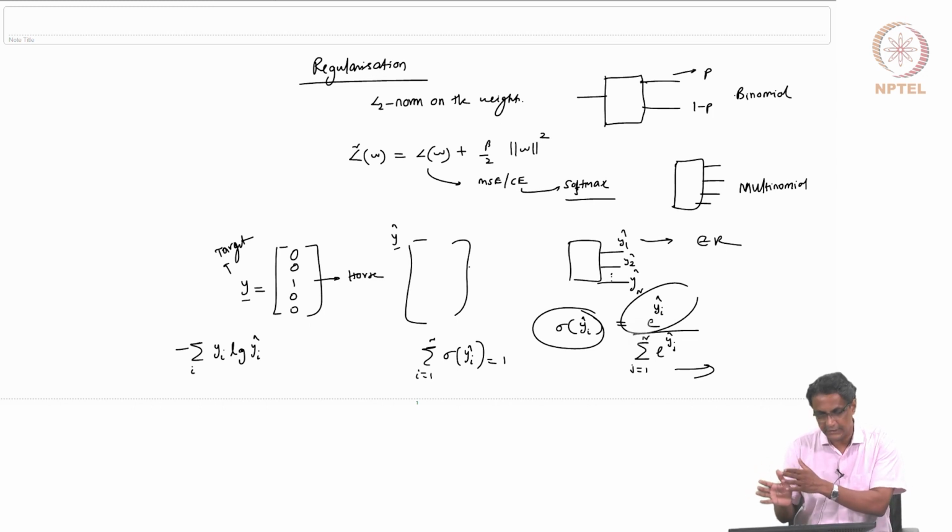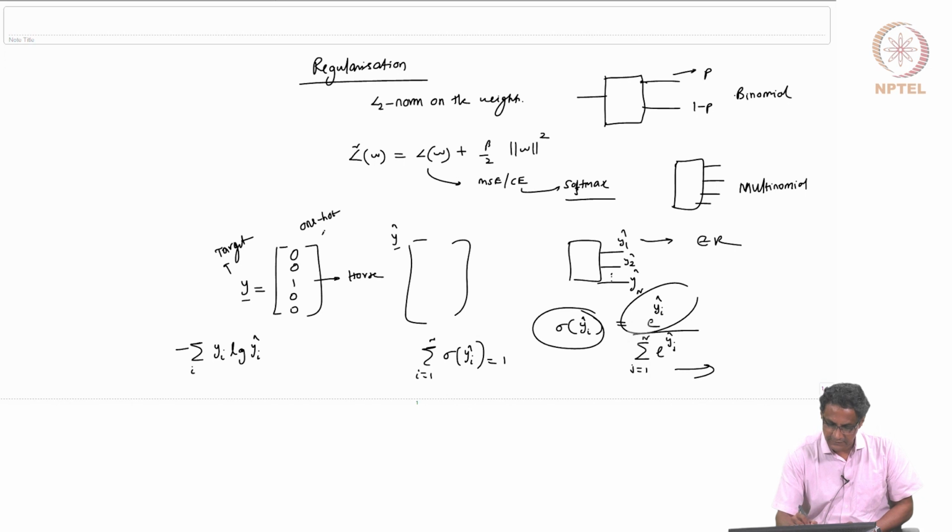So you want this yi hat to come as close as possible to yi, and such a vector is actually called a one hot vector. A vector of this type is called a one hot vector. What it means is that only one element is really active, and the rest are all zeros. So if you encounter one hot, you should know what is meant.